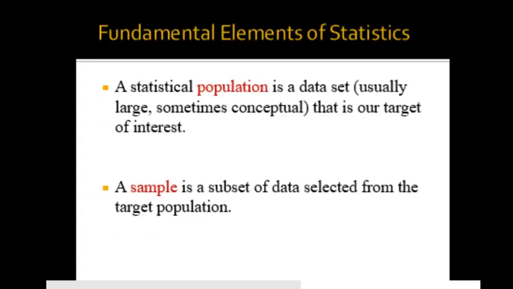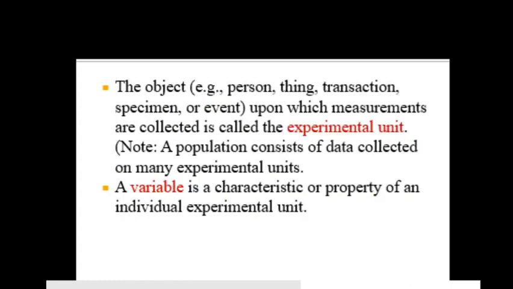Here are a few fundamental elements of statistics. The first term is population. Population is usually the large data set that is our target of interest. The subset that we collect from the target population is called a sample. When we make a measurement on the object or the subject, that object or person or thing is called the experimental unit, and the characteristic or property of the individual experimental unit is called a variable.